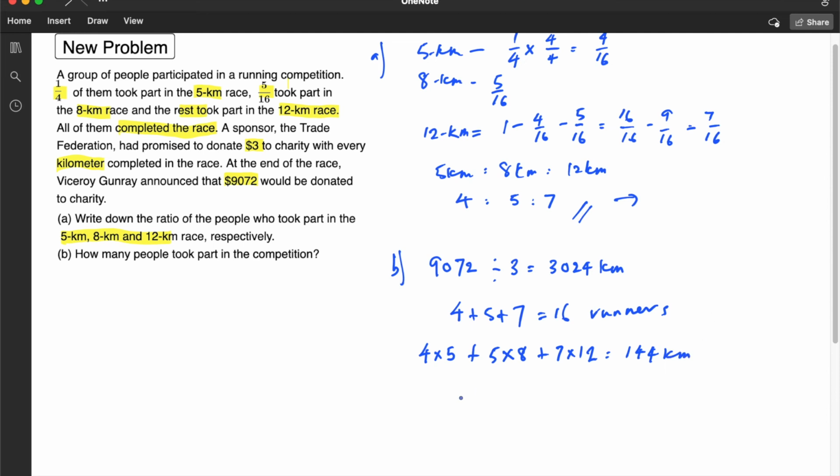So to find the number of groups of 16 runners, we take 3,024 and divide that by 144. And then I believe you're going to get 21. So to find the total number of runners, we take 21 multiplied by 16. That will give us 336 runners.